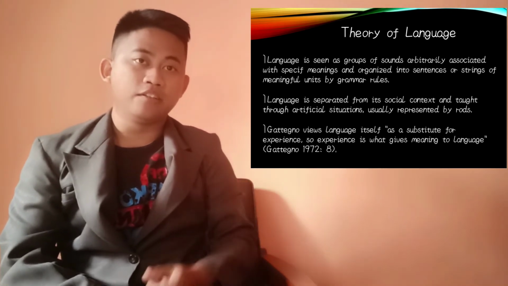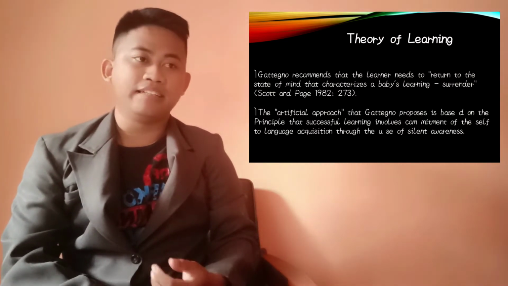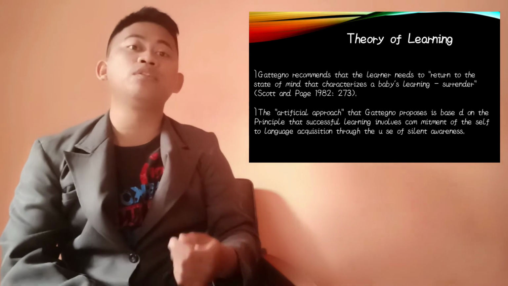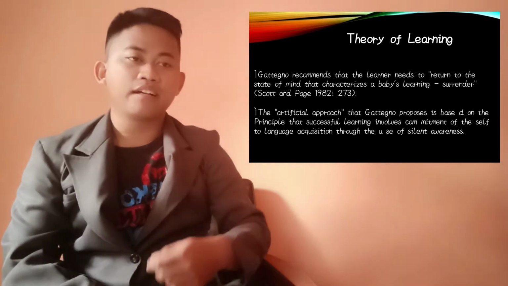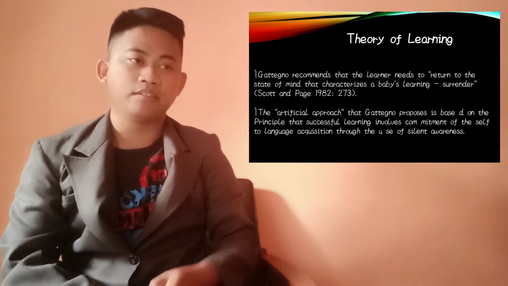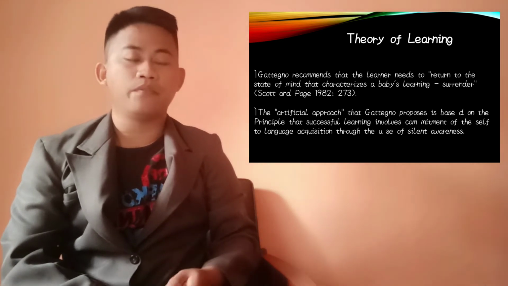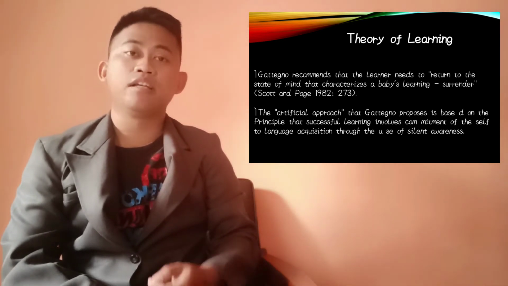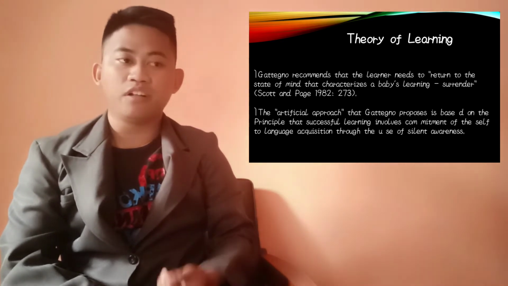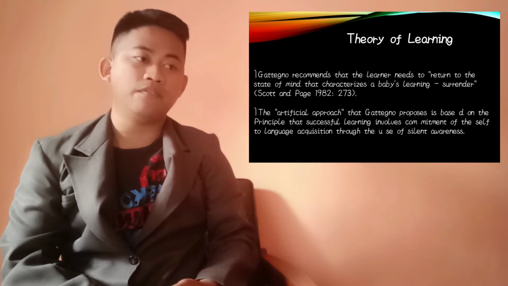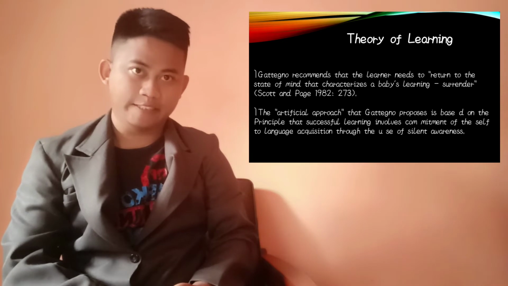Okay, look at the picture. Theory of learning. Gattegno recommends that the learner needs to return to the state of mind that characterizes the baby learning its mother tongue. The artificial approach that Gattegno proposed is based on the perception that successful learning involves commitment of the self to language acquisition through the use of silent awareness.